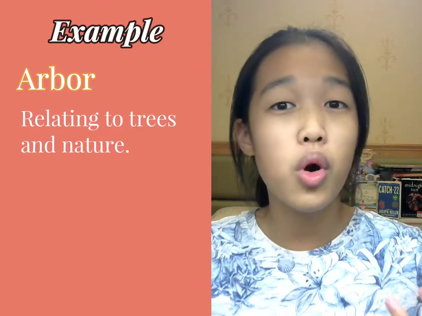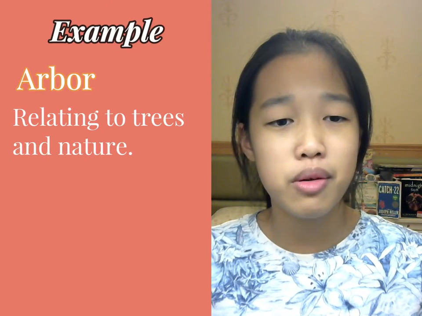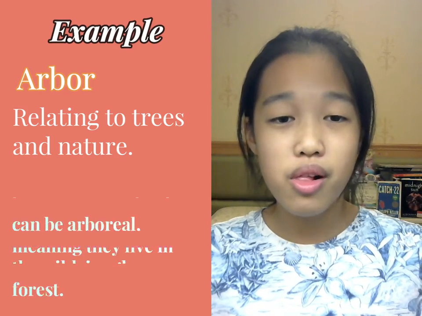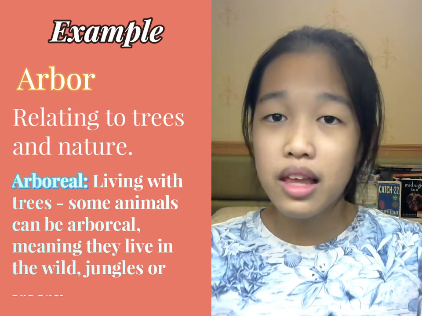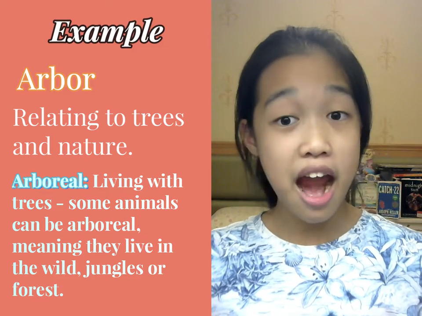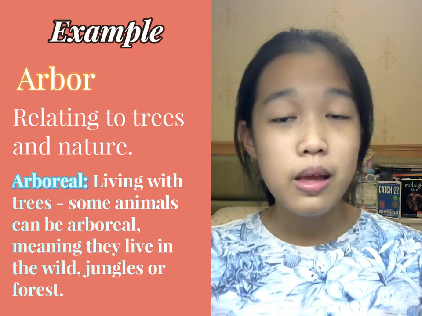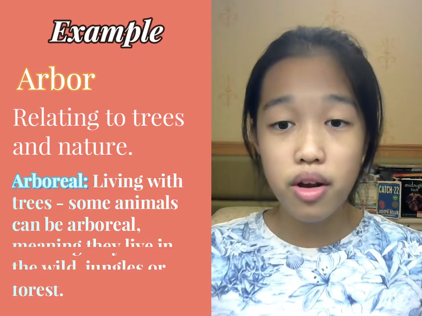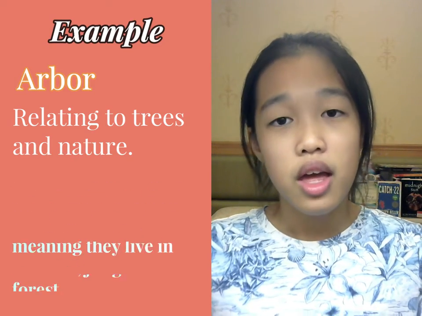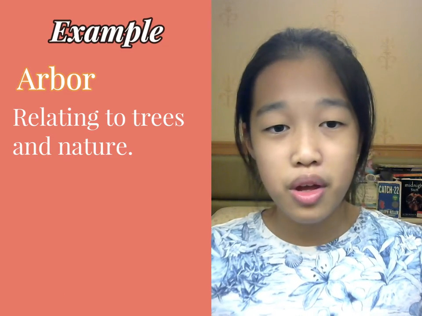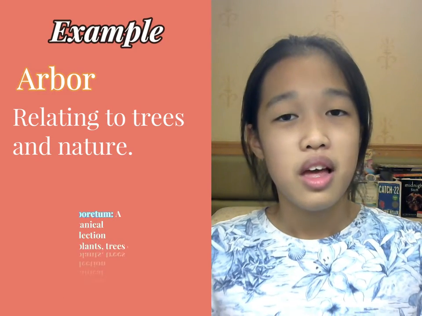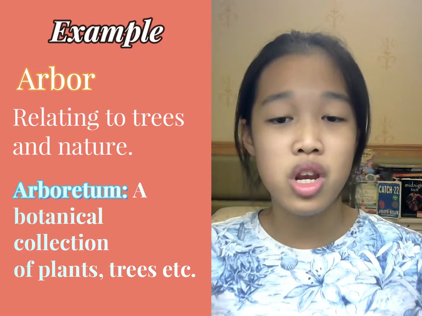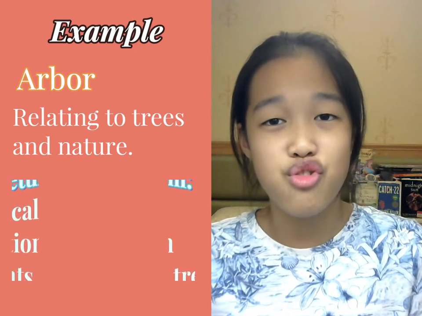So, what are some words that have this word root arbor? Some examples would be arboreal. Arboreal is meaning that something lives with trees. Some animals can be arboreal, meaning they live in the wild, jungles or forests, etc. And our next example would be arboretum. And as you can guess, it means a botanical collection of plants, trees, etc.